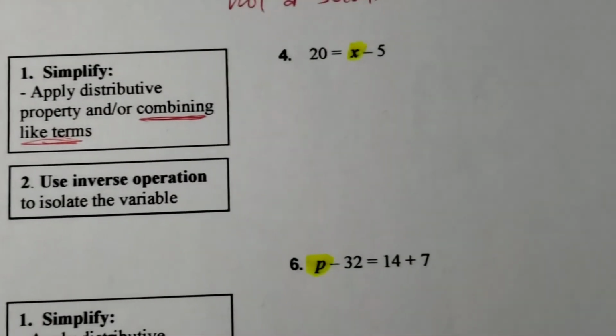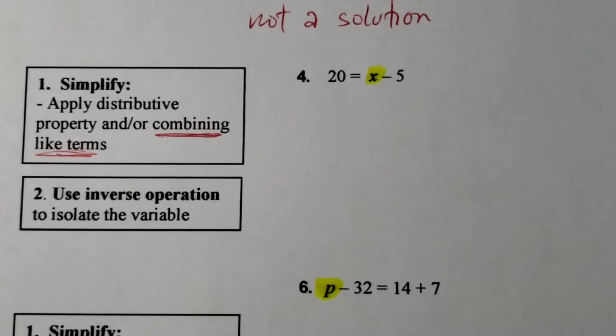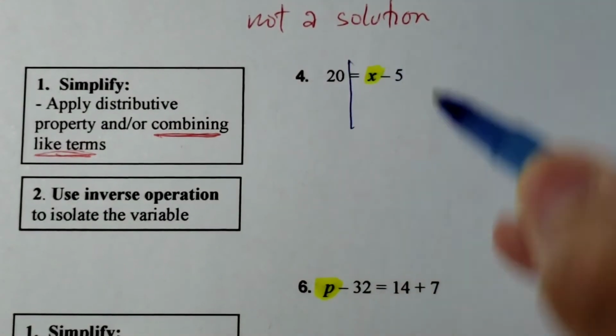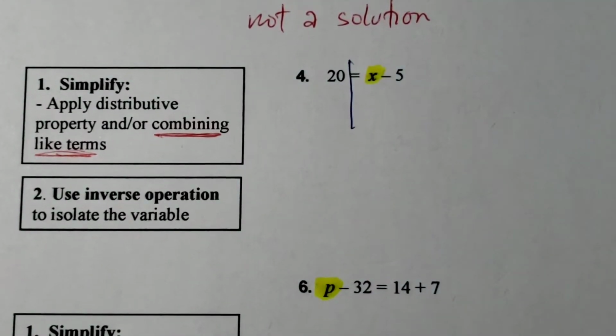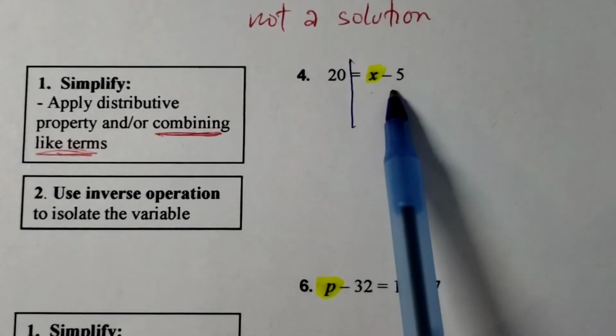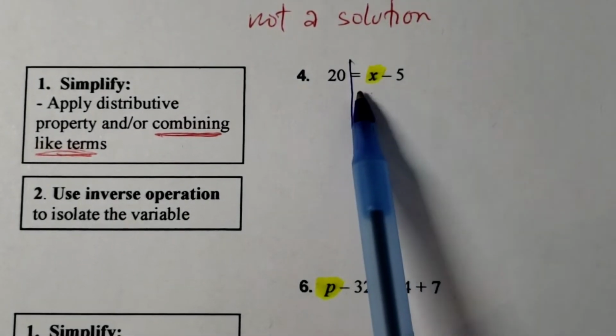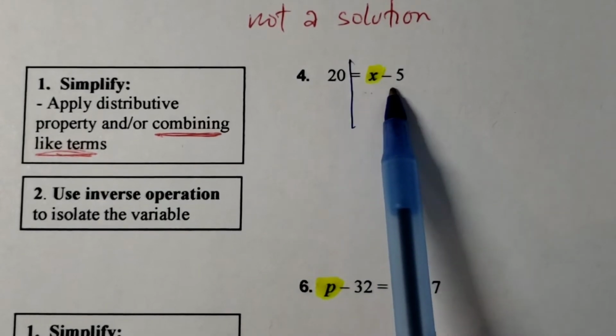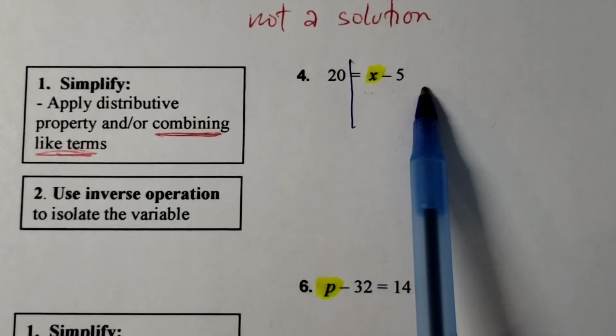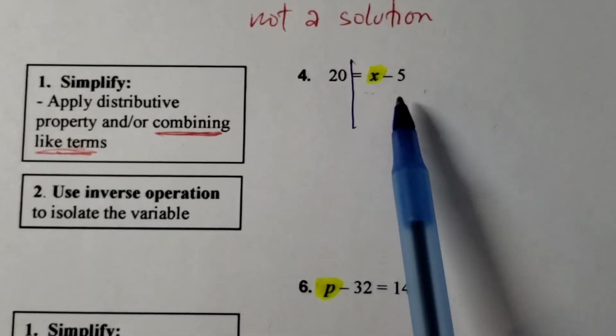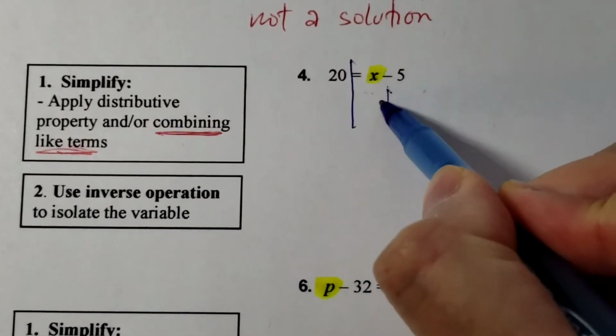Easy. Number 4. Now, don't get confused. There's still two sides of the equation. Always look at the variable side, the side where the variable is. In here, it says x minus 5. So what do we do to keep the variable by itself? Undo minus 5. Undo means inverse operation. Opposite of minus 5 is add 5.